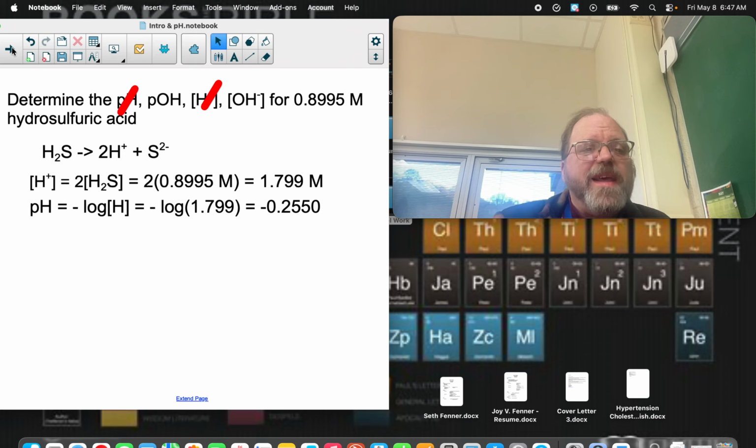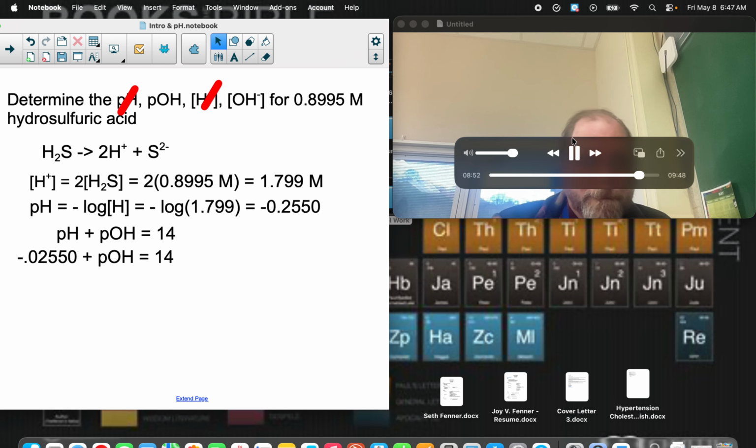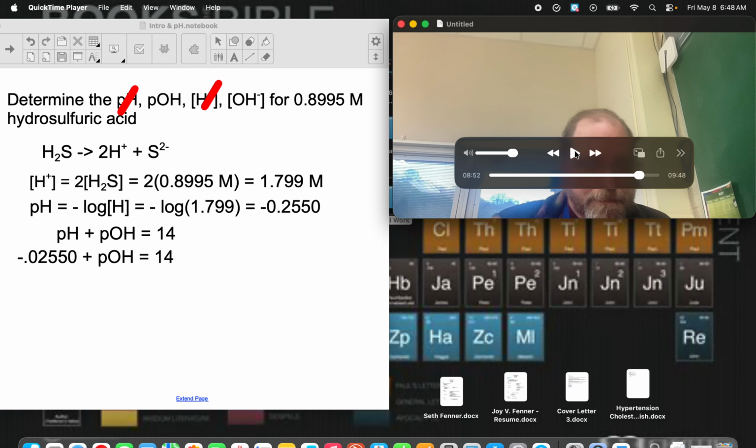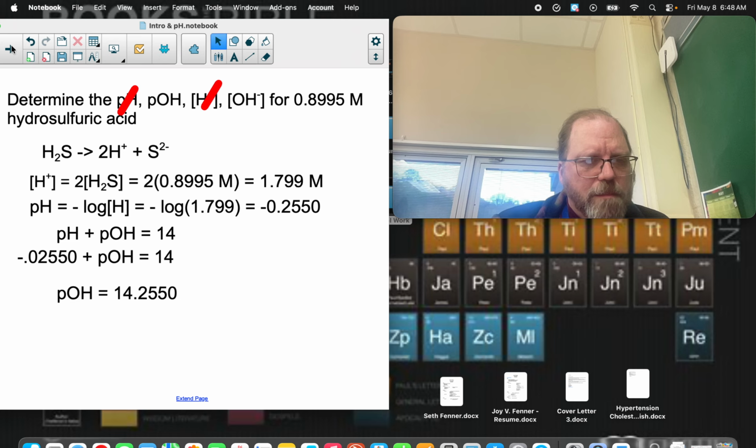And then pH is done. Now define pOH. pH plus pOH is 14. So we're going to solve for pOH. We're going to add 0.2550 to both sides. When we do, we're going to get pOH is equal to 14.255.